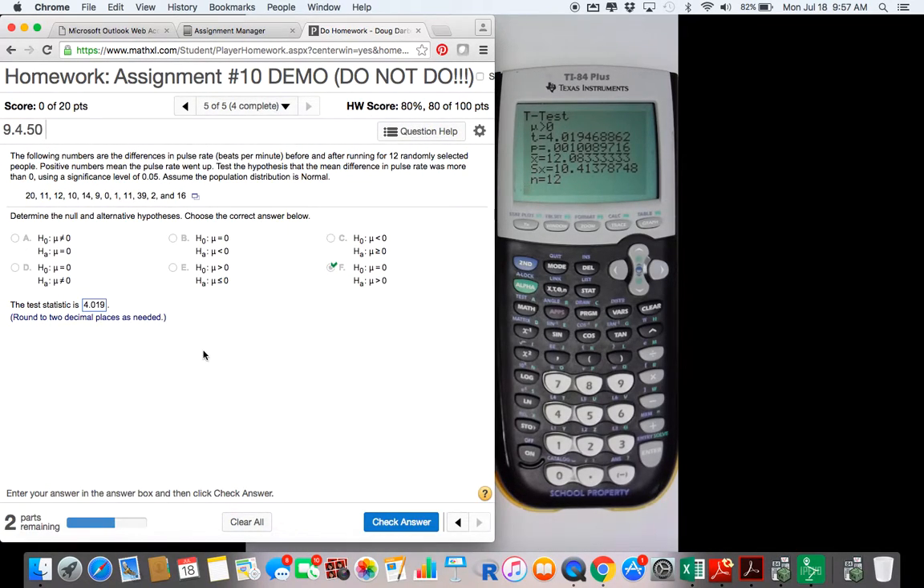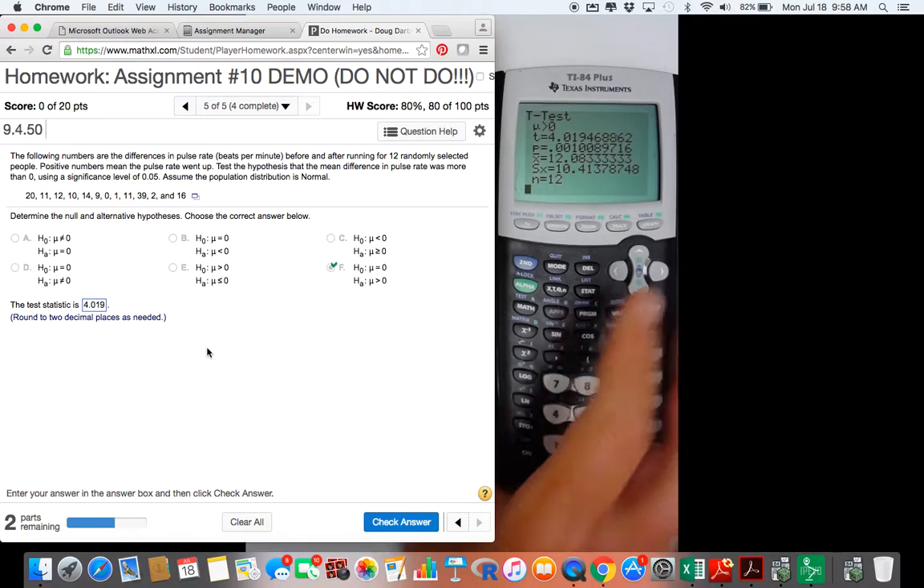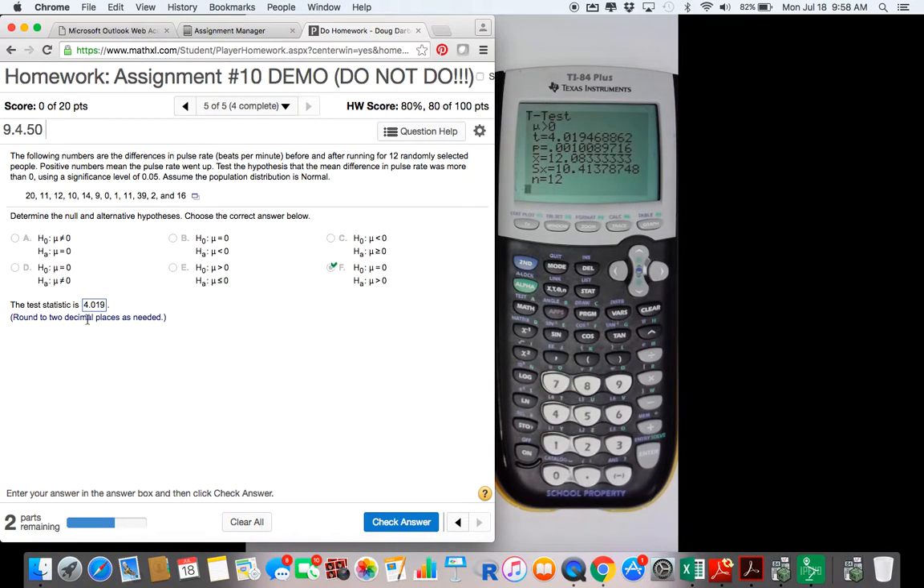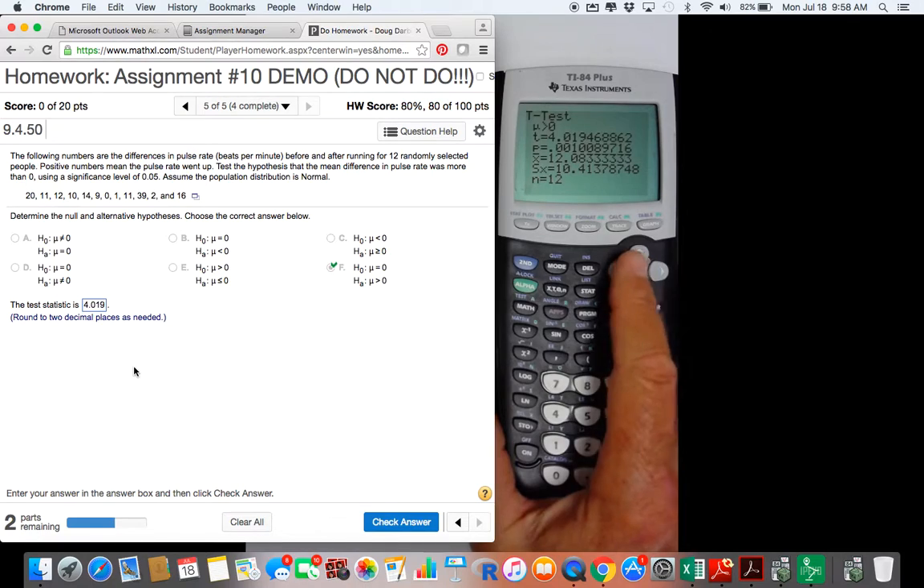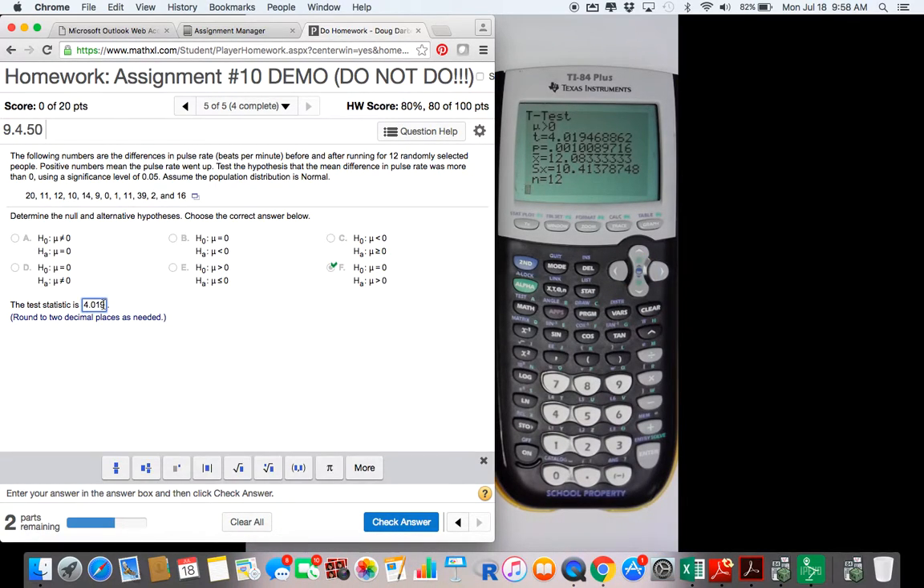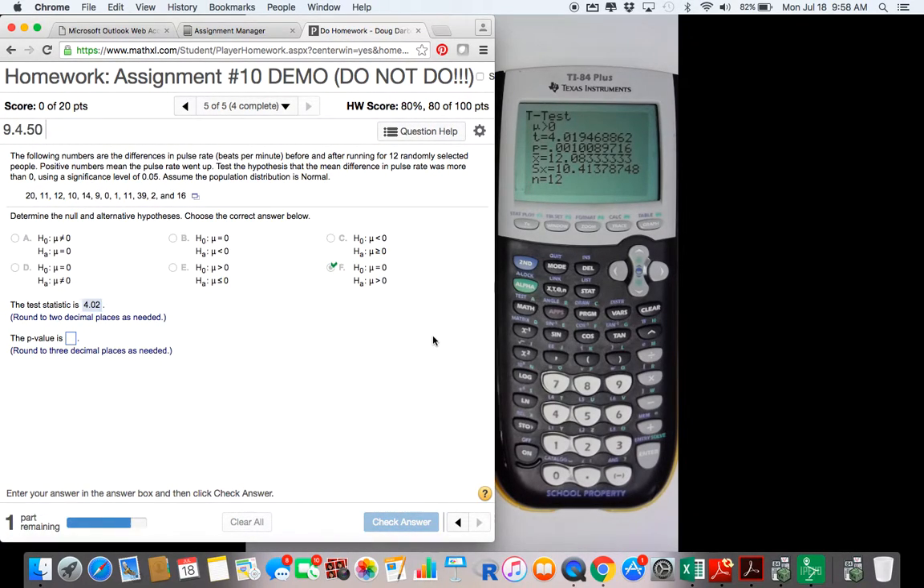Okay, why am I off? 4.019. Okay, let's see here. Oh, to 2 places. Duh. So, how did I read that and go to 3? Sometimes you... oh, well. The p-value to 3 places. All right, so that's going to be 0.001. Let me see if I can do this without pulling a bozo moment.